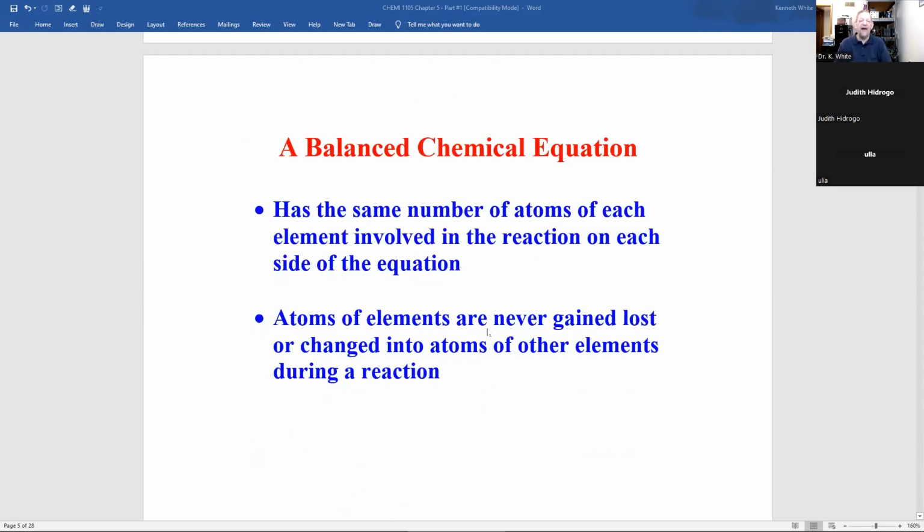And this is a balanced chemical equation. It has the same number of atoms of each element involved in the reaction on each side of the equation. Now, as I said earlier, atoms of elements are never gained, lost, or changed into atoms of other elements during a reaction. All you do is swap partners.